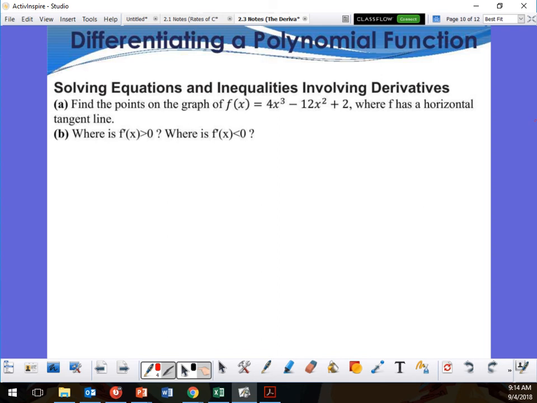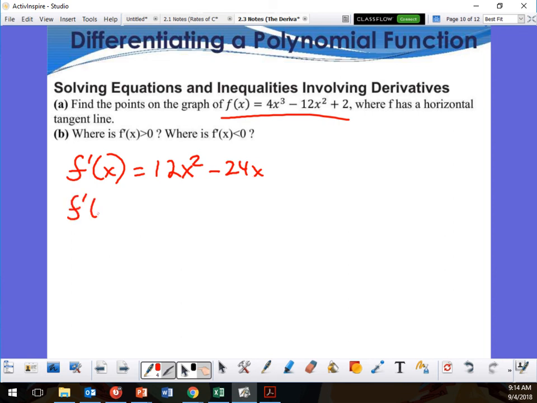So first, let's find this. f prime of x is equal to 12x squared minus 24x, right? Okay, good. Now find where this is equal to 0. I'm looking for f prime of x to be equal to 0, so I'm going to set my derivative equal to 0: 0 equals 12x squared minus 24x. And I have to do what to this?